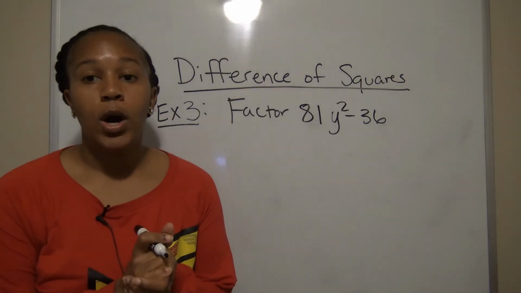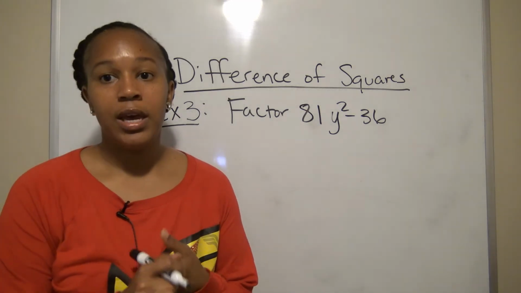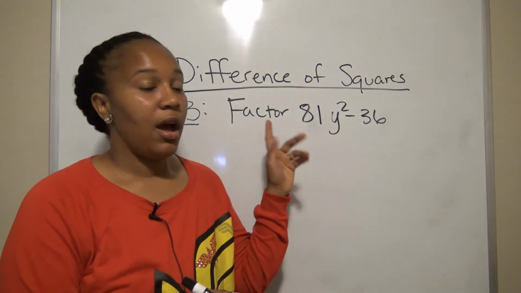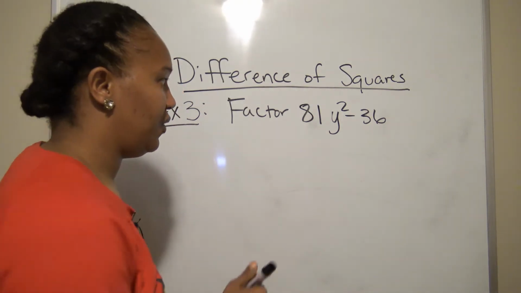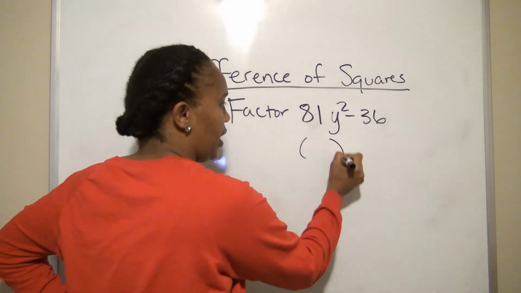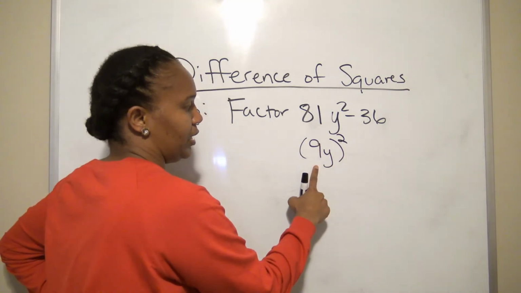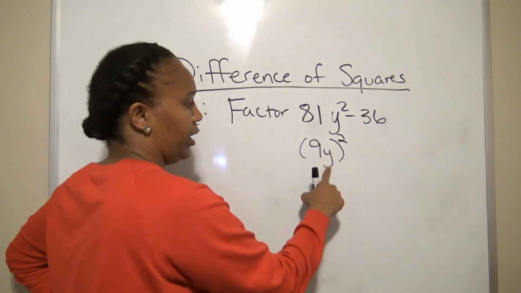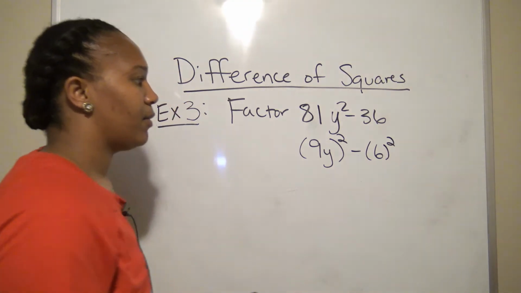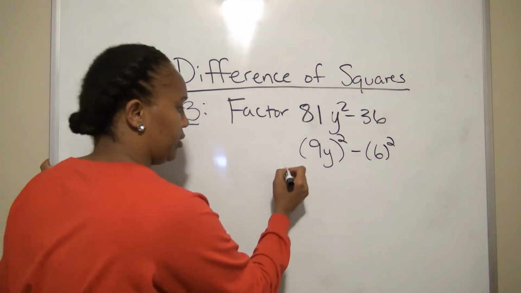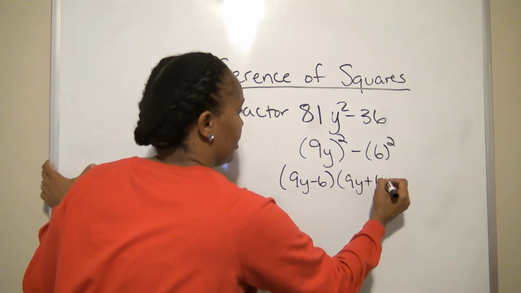Okay, now one last example. We want to factor 81y squared minus 36. And if I look at this, I see it's two terms, and so what I want to do is check to see if it can be written as the difference of two squares. So this is 9y squared because 81 is 9 squared, and y squared is y squared, and this is 6 squared. So yes, this is the difference of two squares. So this factors into 9y minus 6, 9y plus 6.